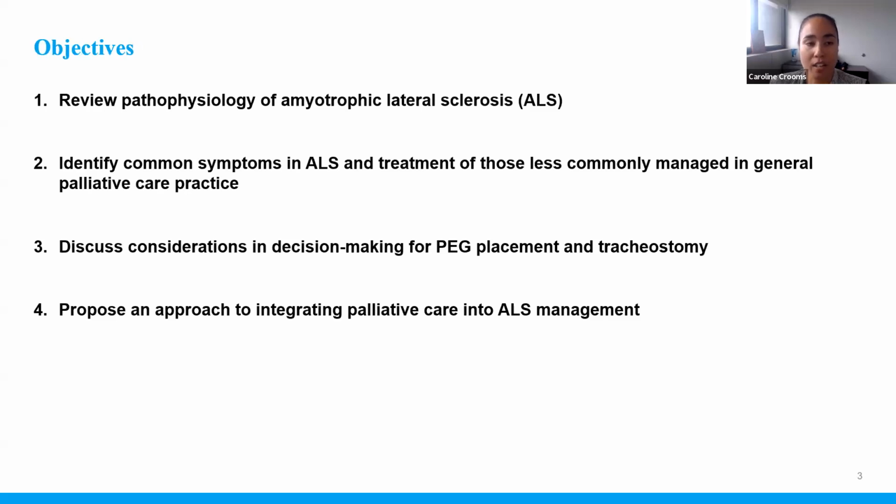And my objectives for the talk are to firstly review the pathophysiology of ALS, secondly, to identify common symptoms in ALS, and then to go over treatment of the ones that are less commonly managed in general palliative care practice. Many of the symptoms are common in palliative care and others are not so much, so I'll focus on those ones. Thirdly, I'll discuss some considerations in decision-making for both PEG placement and tracheostomy as major decision points in the ALS trajectory. And finally, I'll propose an approach to integrating palliative care into ALS management based on my experience.